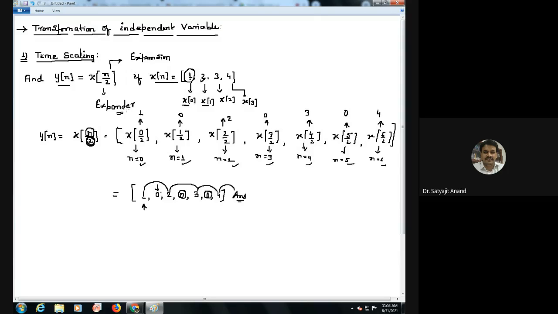Understand, students? Any confusion, please let me know. Anyone? Either Vanshika or Anuradha? No, sir. Okay. So this is time scaling. You can multiply with an integer number or a decimal number. Second, we are going to see time reversal.